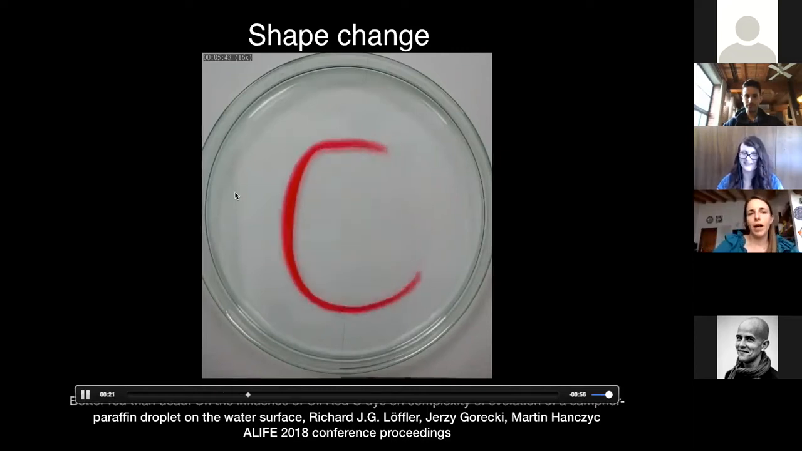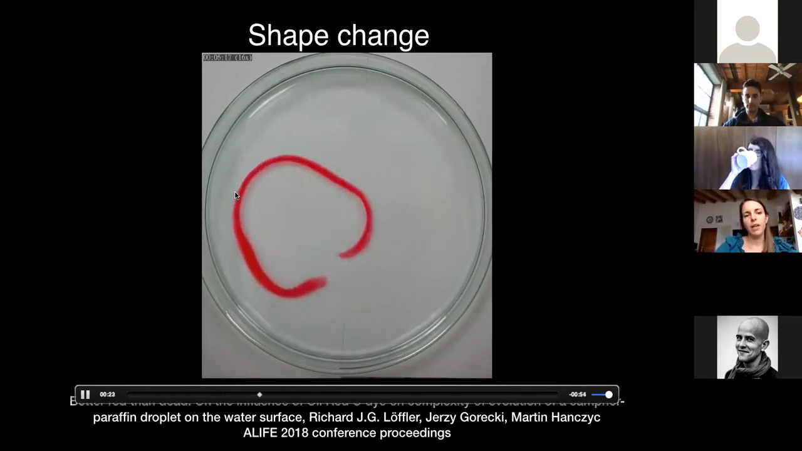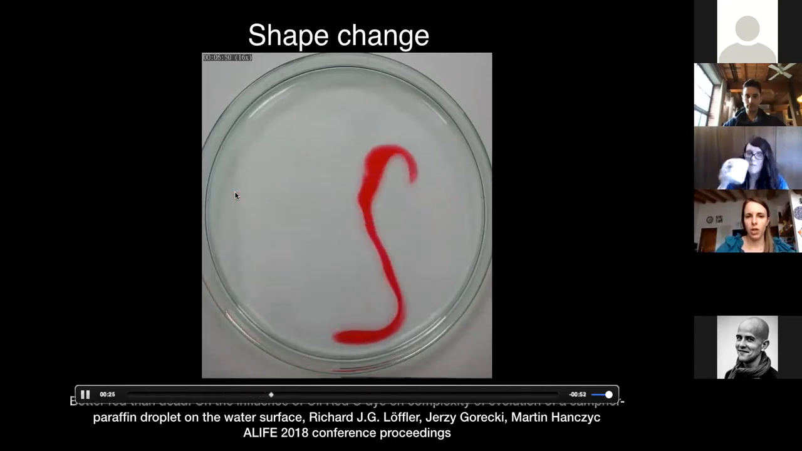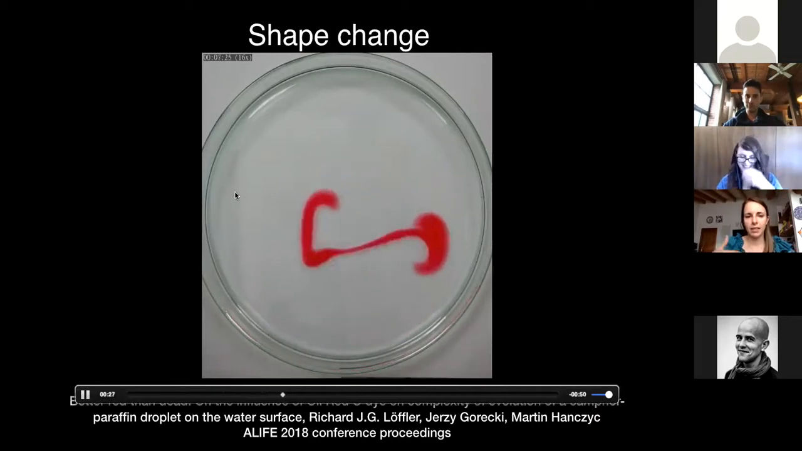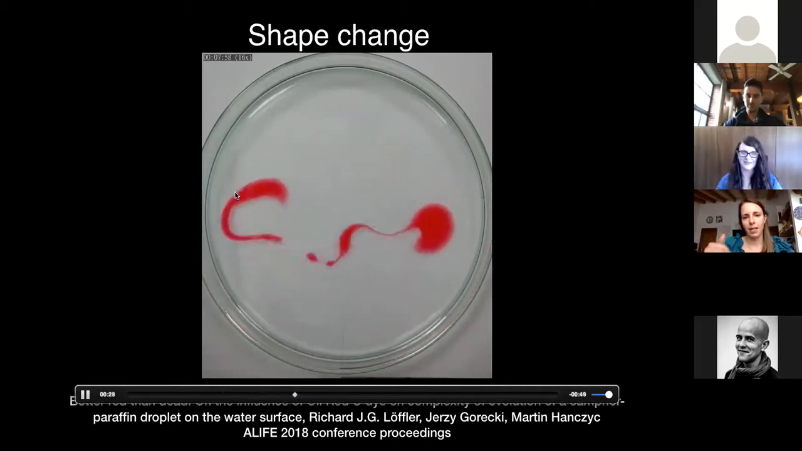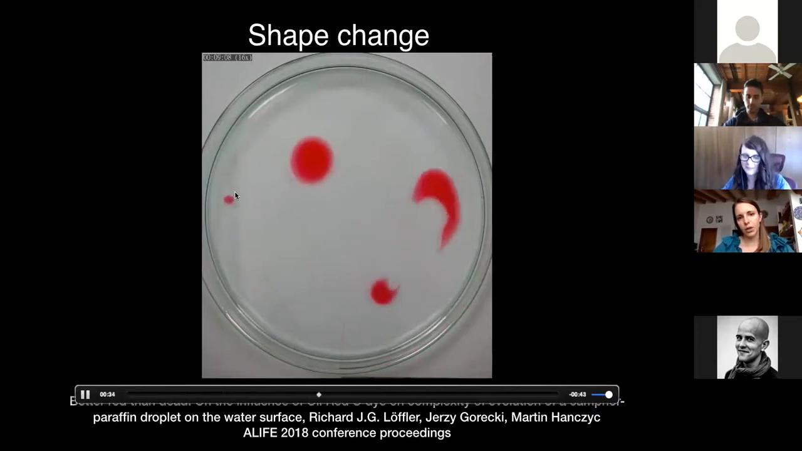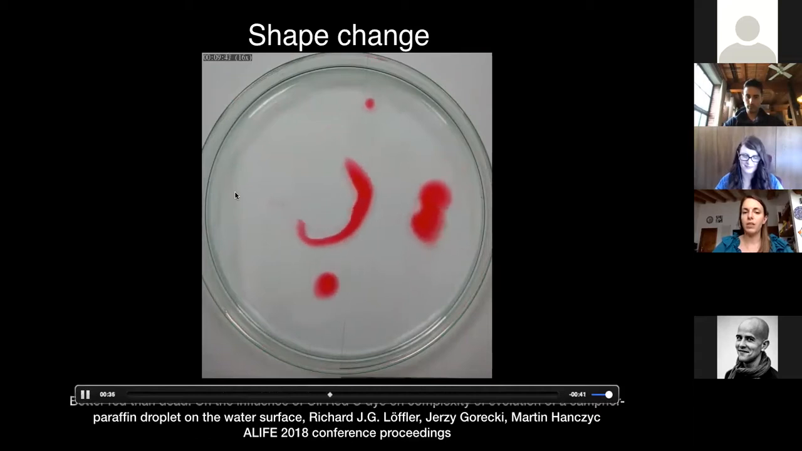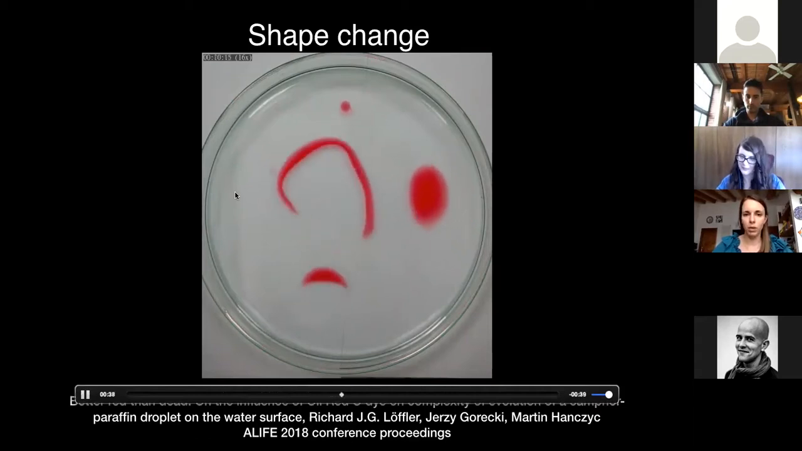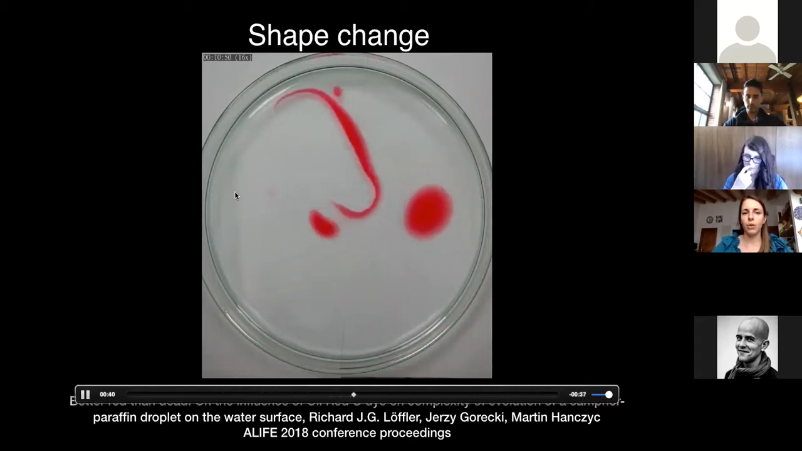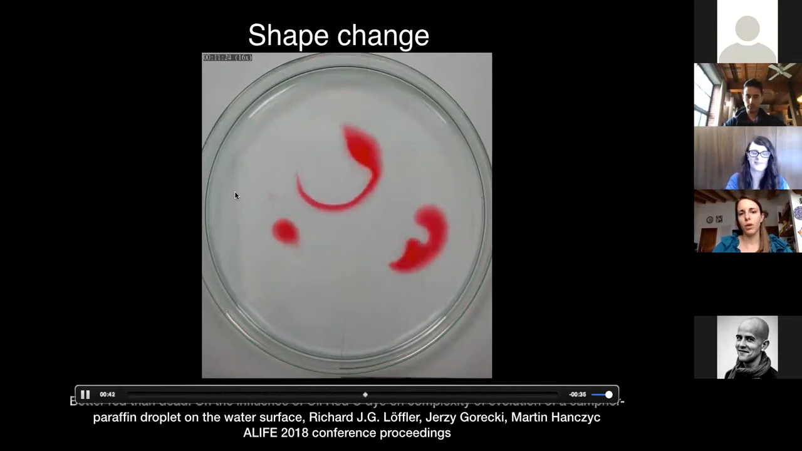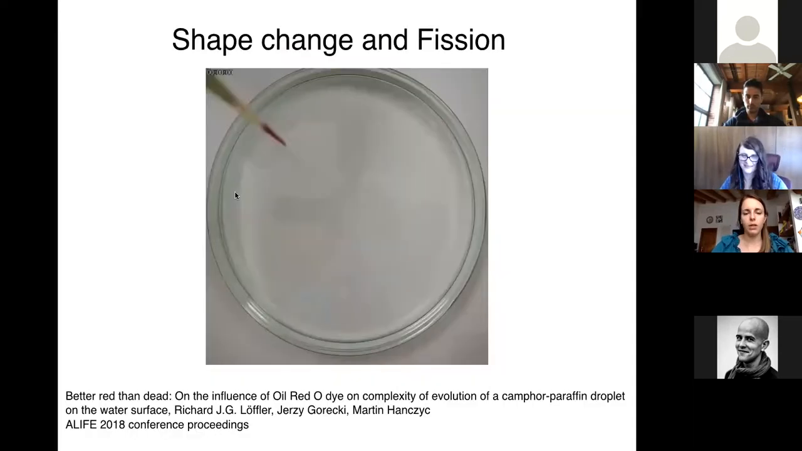So you can see how these droplets behave and show a shape change and the creation of this tentacular structure from the sides. This is not the only kind of behavior that this kind of recipe can create. In fact, if the droplet is smaller and the percentage of colorant inside the droplet, so of oil red O, is higher, these other things can be created.